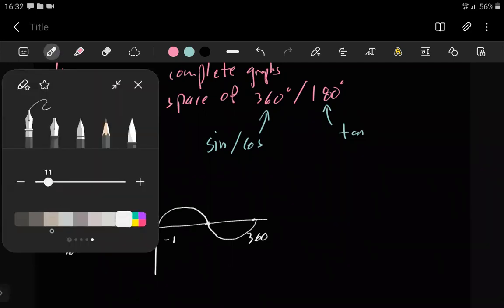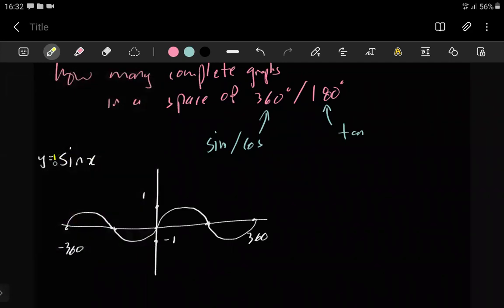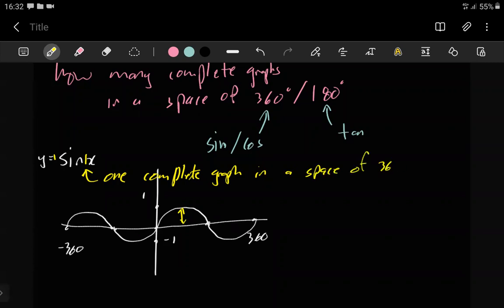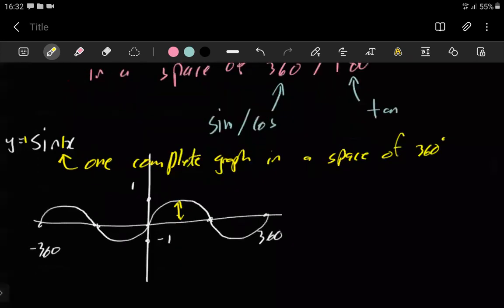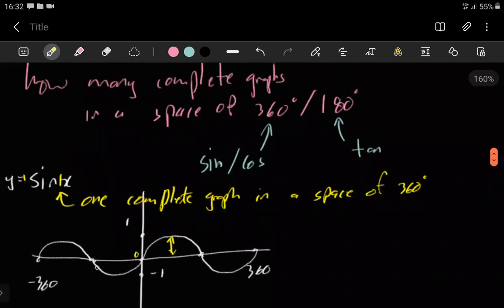Now, if you look nicely here, the number in front of the sine is just a 1, and we can see the amplitude there is a 1. The number in front of the x here is also just a 1. It's telling us that there is one complete graph in a space of 360 degrees. The 360 degrees does not have to be starting from 0. It could start anywhere, but as long as after 360 degrees you are seeing a full picture, it means your frequency is 1. Frequency is just how many complete graphs you have in a space of 360 or 180.